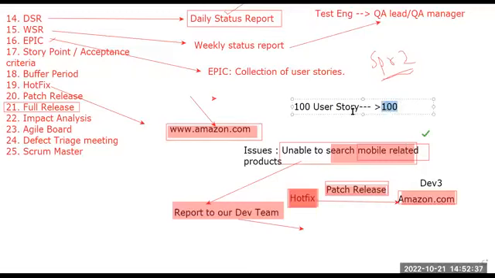So once we develop these 100 user stories, 100 requirements, then we can release these 100 features for our customers. That time we will follow the full release. But after the full release, if you get any problem in the application and you resolve it, that time we will follow the patch release. Getting it, guys?